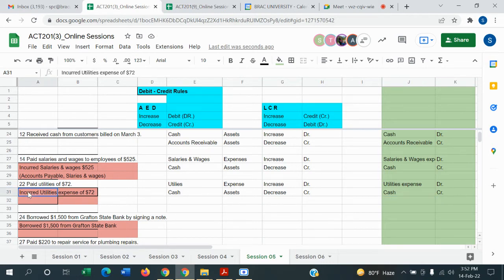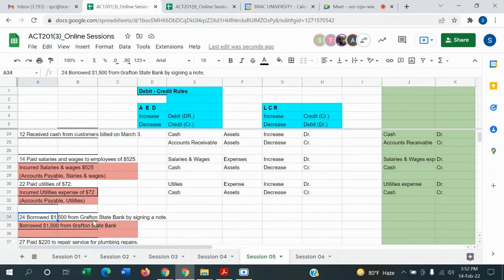Same query: incurred utilities expense. If instead of paid utilities of 72, they just mention incurred utilities expense. Accounts payable and utilities. That's how we should record it.